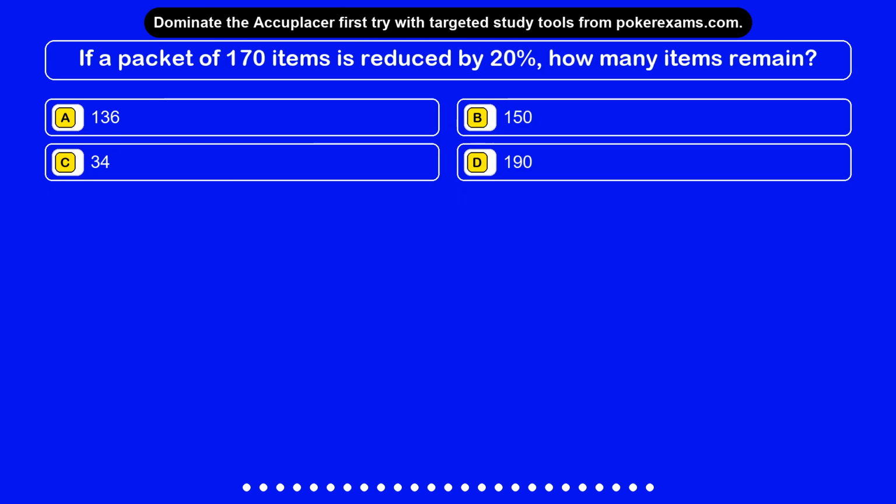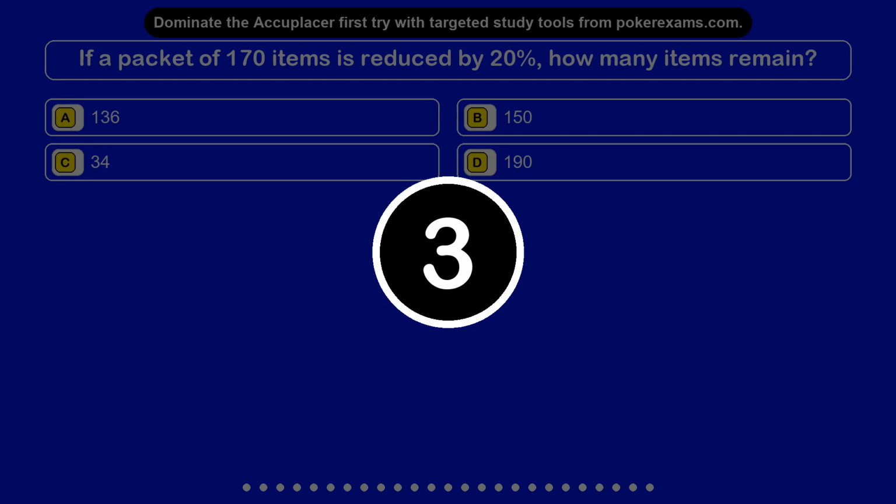Question 4. If a packet of 170 items is reduced by 20%, how many items remain? Option A, 136. Option B, 150. Option C, 34. Option D, 190.